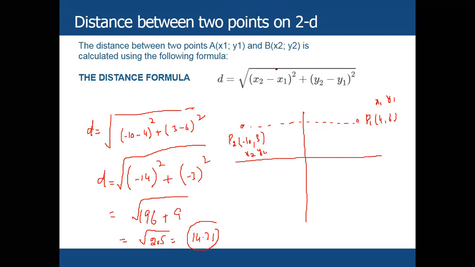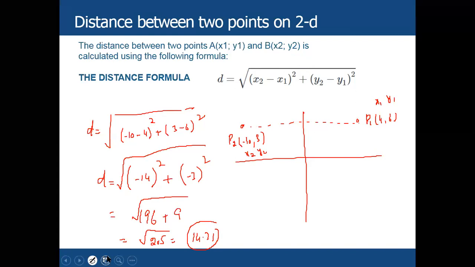That is the distance formula. So the distance between these two points is the square root of 205, 14.31.